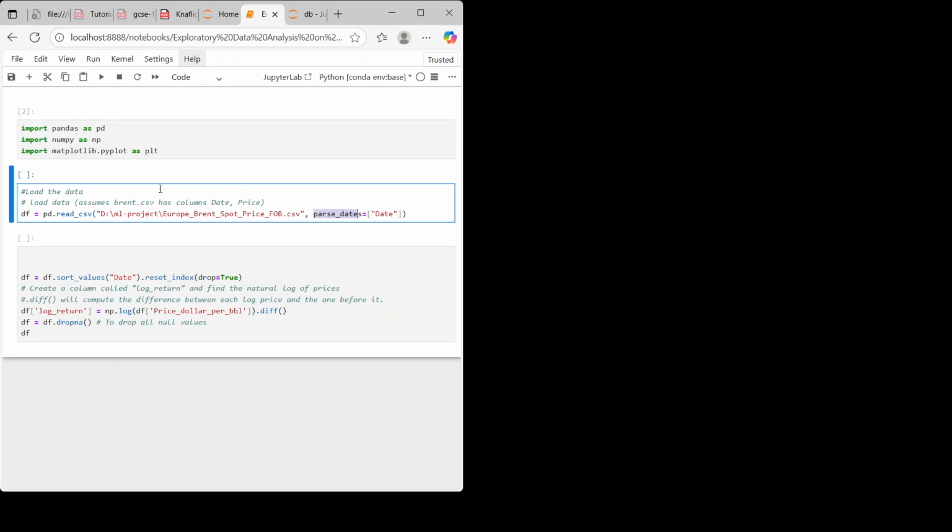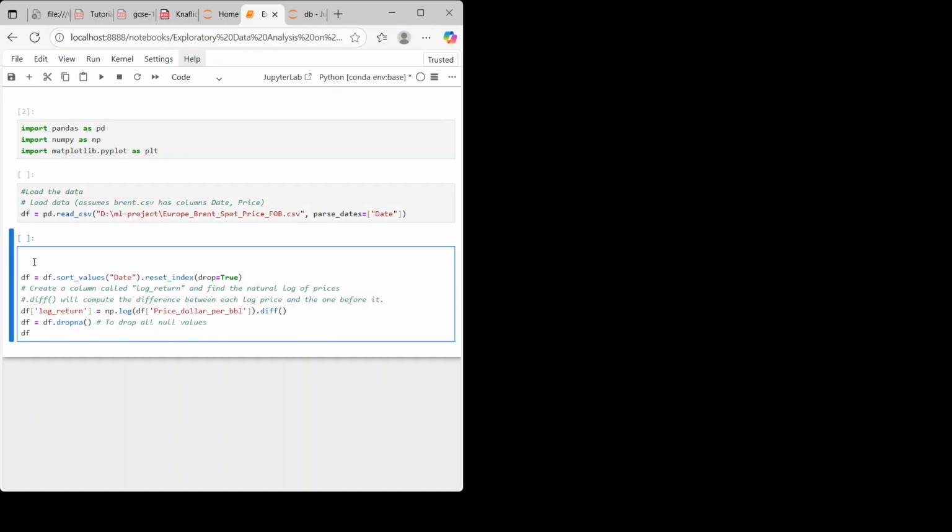Because of the dates in the data, we just want to tell pandas to treat the date column as a datetime, so that it doesn't show as a string or any other data type. That's why we pass the date as a date, so that it does not misbehave when we are trying to call it as a date.